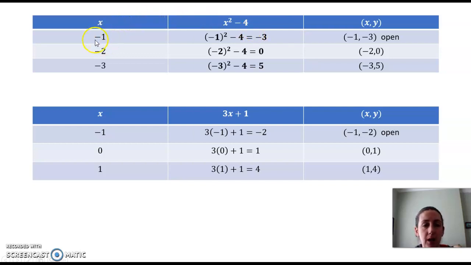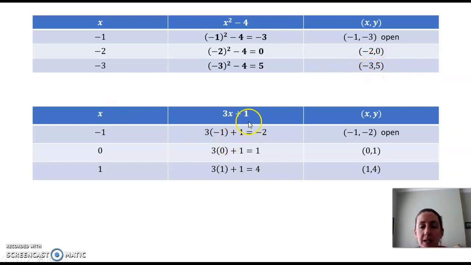For that top piece, I'll plug in negative 1. Negative 1 squared minus 4 gives me negative 3. So I'll start at this ordered pair, negative 1, negative 3, but I won't include it. So I'll give it an open circle. And then I'll plug in other values less than negative 1, like negative 2, and I get 0. So I have this ordered pair, negative 2, 0. Plug in negative 3, and I get 5, and I have the ordered pair, negative 3, 5.